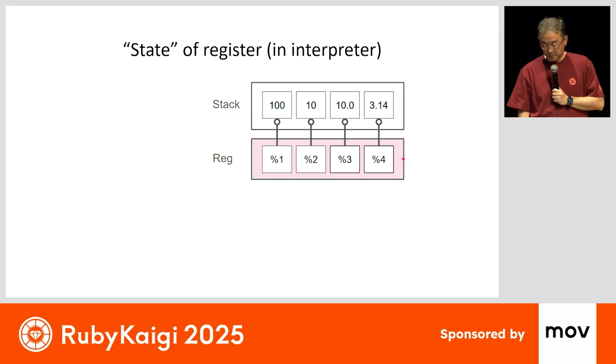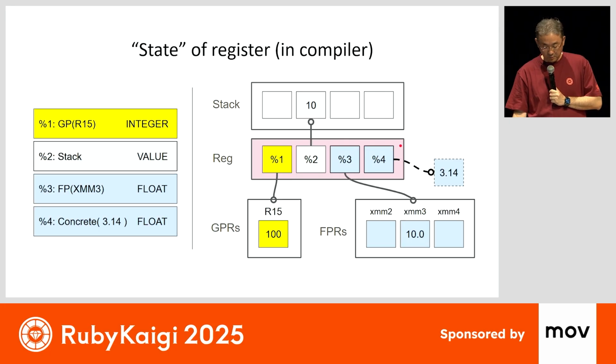It's one-to-one. It's simple. But in the compiler, for optimization, we must track the state of each register. A state means where the value of the register is stored at runtime. It may be the stack, like this. It may be a CPU register, like this, or a floating point register, like this. So we must track where the value of the register is actually stored.